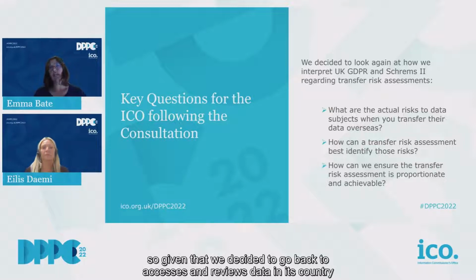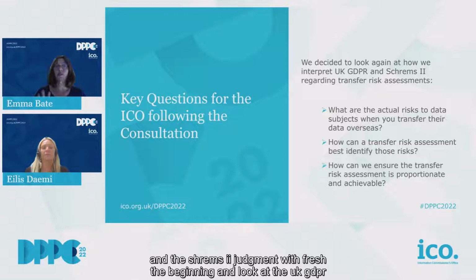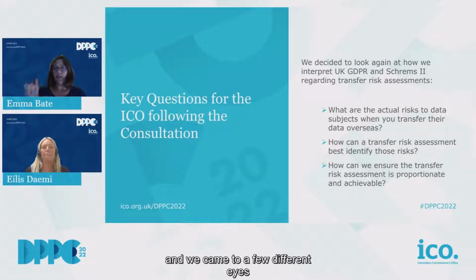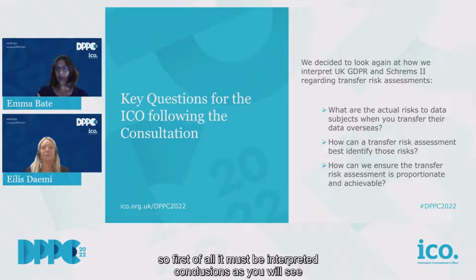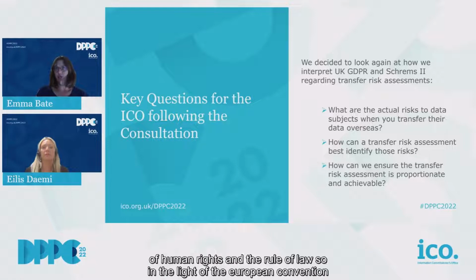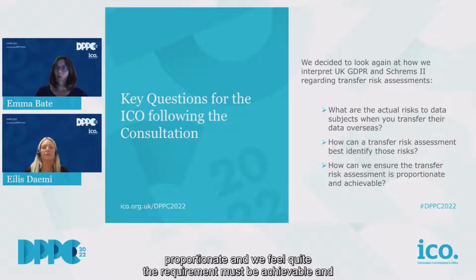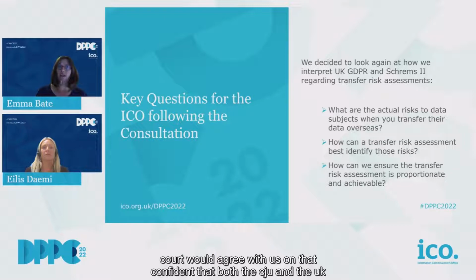So given that, we decided to go back to the beginning and look at the UK GDPR and the Schrems II judgment with fresh eyes. And we came to a few different conclusions, as you will see. So first of all, it must be interpreted in the light of the European Convention of Human Rights and the rule of law. So the requirement must be achievable and proportionate. And we feel quite confident that both the CJEU and a UK court would agree with us on that.